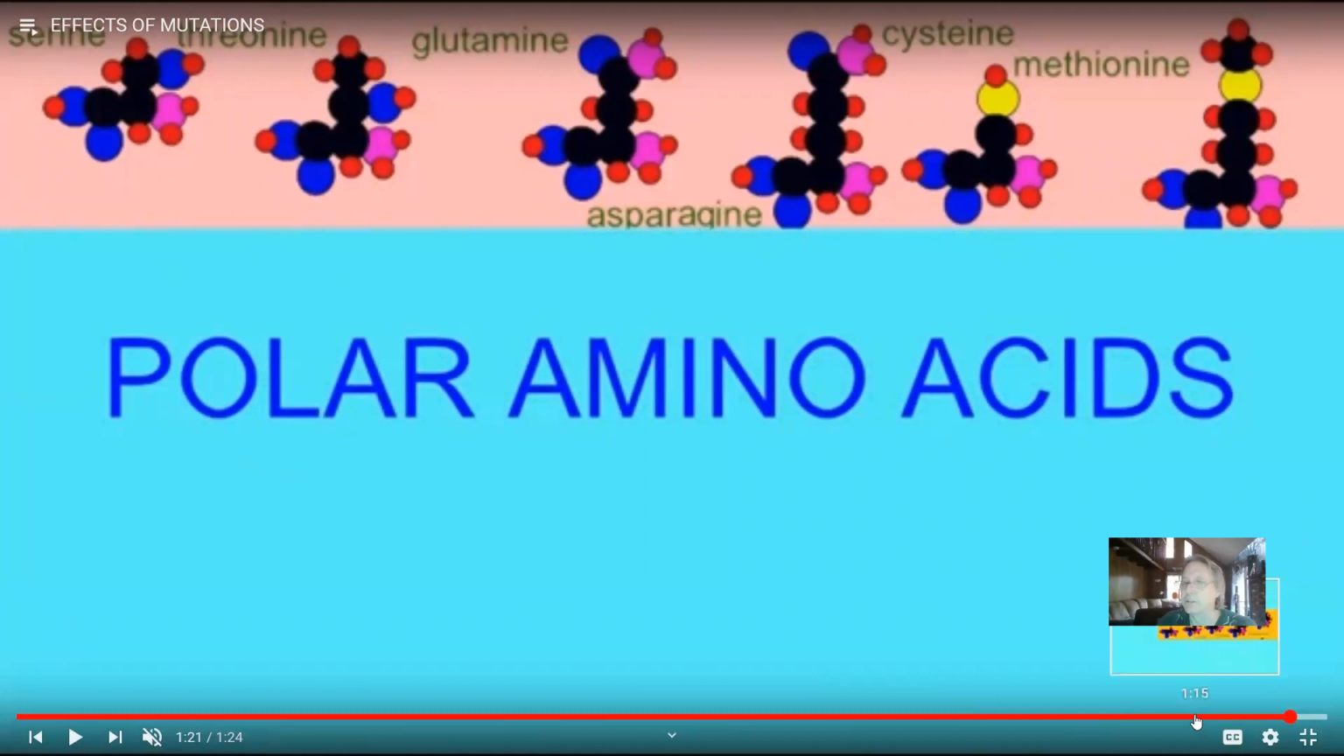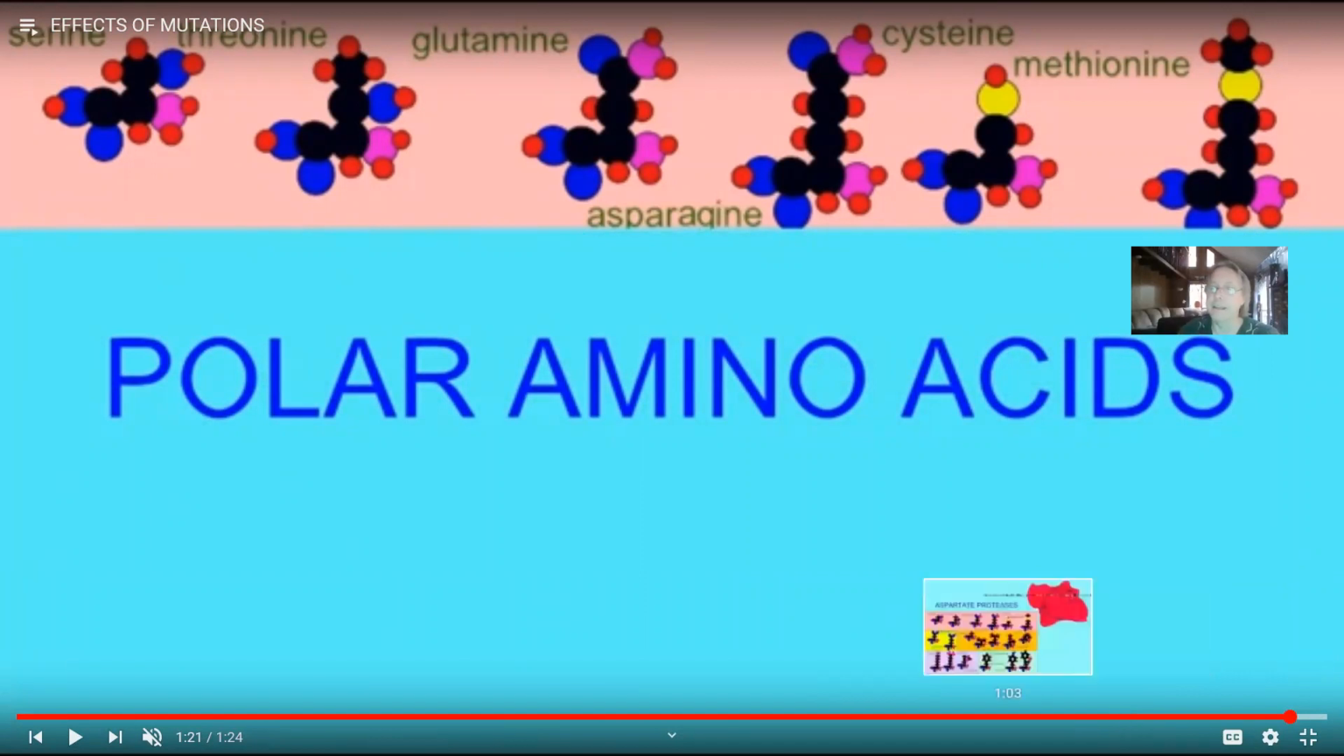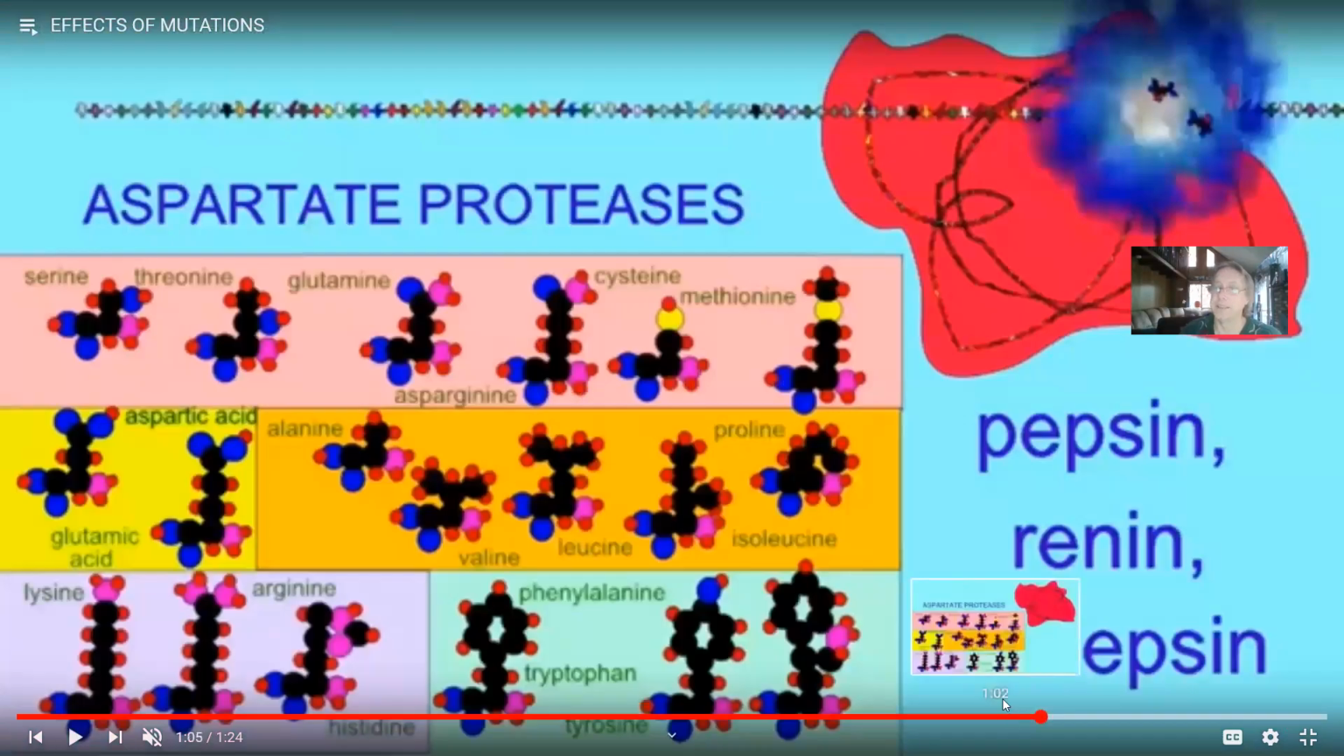In sickle cell anemia, which is a common example of mutations, glutamic acid, which is an acid, is changed into valine, which is non-polar. So that would be a serious change.